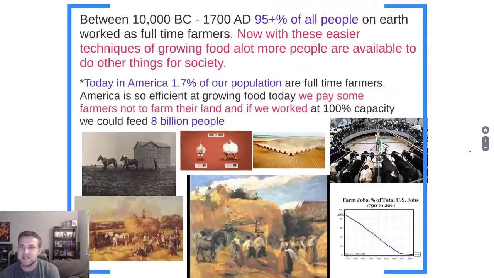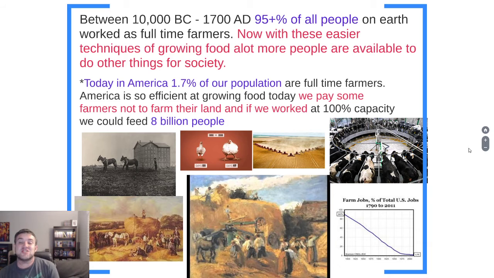Pretty great. Okay, so for almost the entirety of human history, 95% of people on planet Earth were full-time farmers. There's a 100% chance someone in your ancestry was a full-time farmer. But with all these new farming techniques coming in, with machines doing so much of the work that humans used to do, people are no longer needed to work on the farm. So today in America, only less than 2% of our population are full-time farmers.